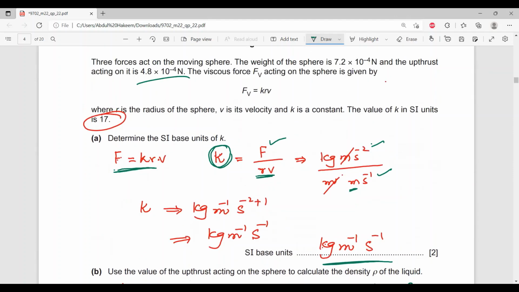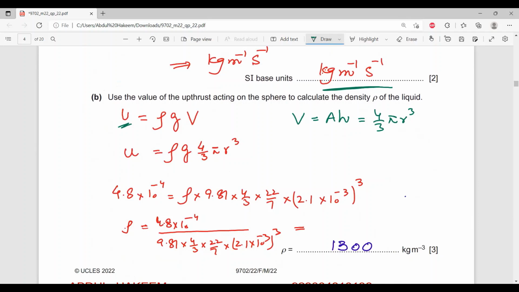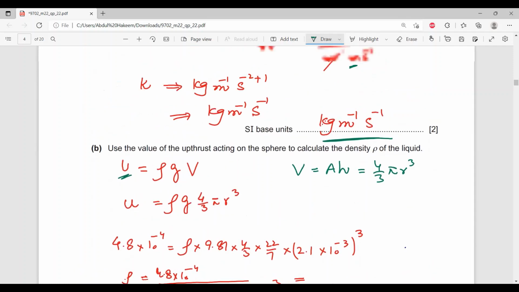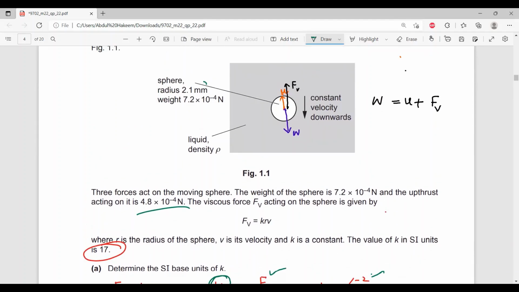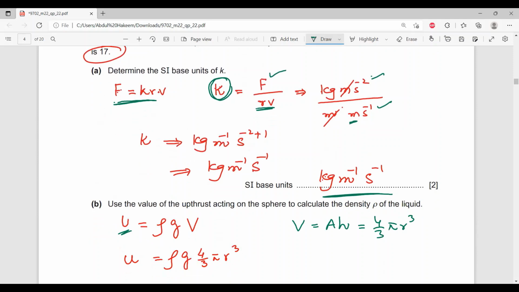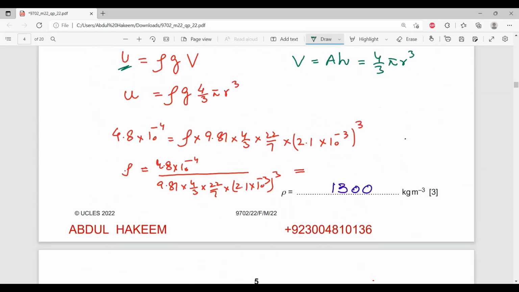Upthrust value is given here, 4.8 × 10 power minus 4. And the density is required. G value is 9.81, 4 by 3, pi, and the radius is given as 2.1 millimeter. So look at this 2.1 millimeter here. We have to convert this into meter, so × 10 power minus 3 and then cube. So rho is equal to 4.8 × 10 power minus 4 divided by 9.81, 4 by 3, pi, and this radius power cube. So the final answer is 1300. So this is the second part.